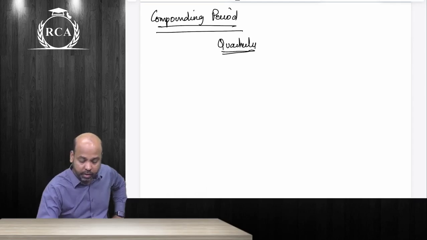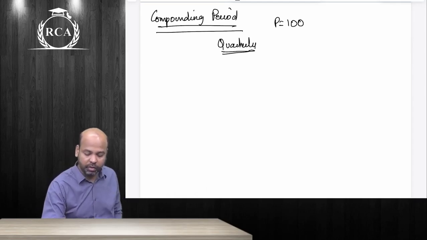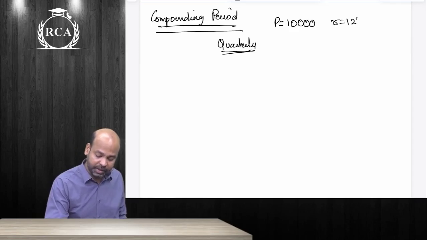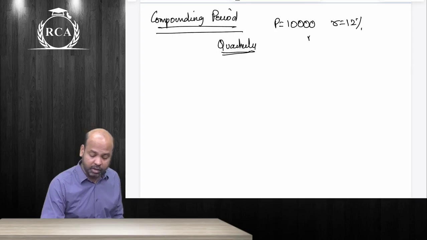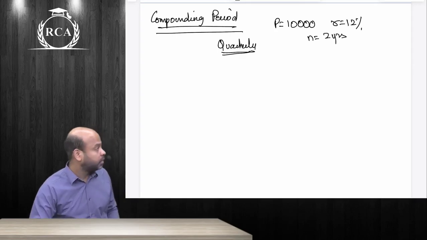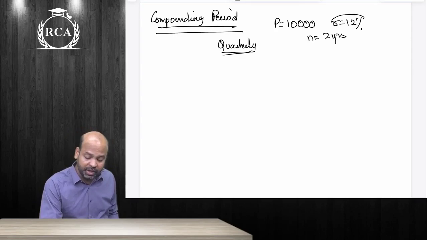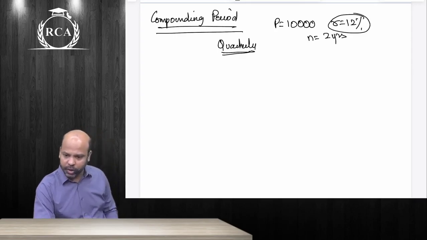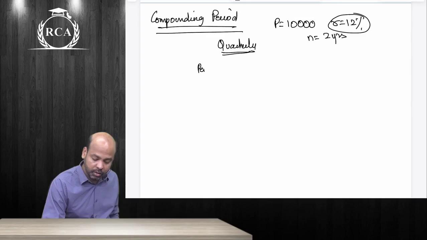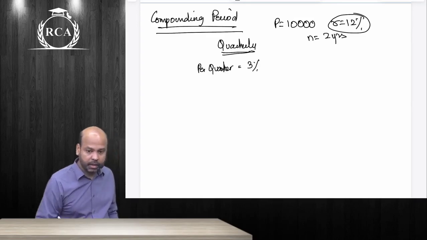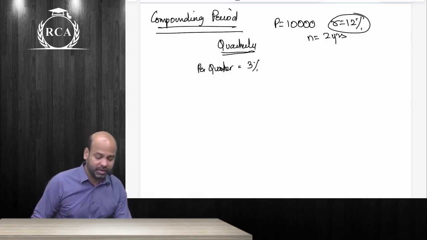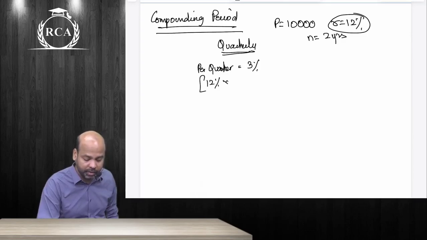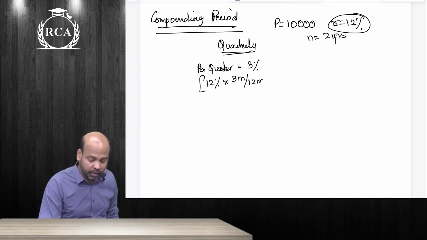All right, guys. So if you're depositing an amount of say 10,000 rupees at an interest rate of 12%, I'm changing the rate of interest so that it's easier to divide by 12. And let us say, beta, that the total term is 2 years. If 12% is for the entire year, they are going to offer you how much, beta, per quarter? Per quarter they are going to offer you 3%. 12% divided by 4 quarters. There are 4 quarters in a year. Or you can write 12% into 3 months divided by 12 months.